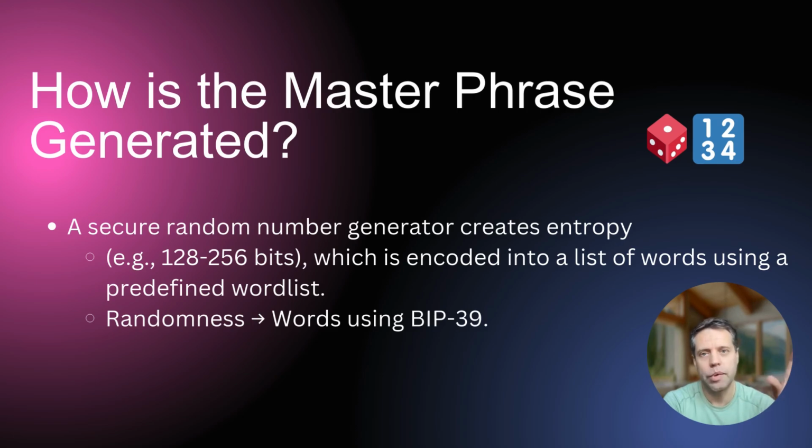Anyway, the master phrase itself is usually randomly generated using a specific algorithm to make sure that they don't repeat each other. Basically, they create a number that is encoded into a list of words using predefined word lists, and then ensure the randomness using this BIP39 algorithm, right? You don't have to worry about this. Just know that the master phrases are unique, and they're unique enough so that they don't repeat ever, right?